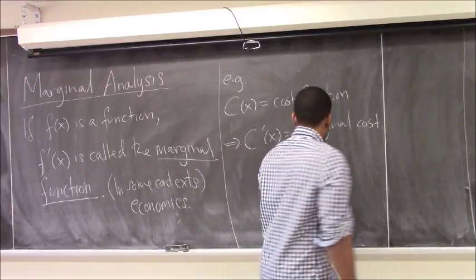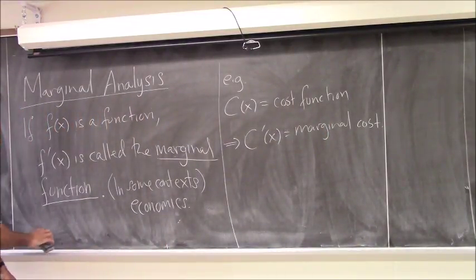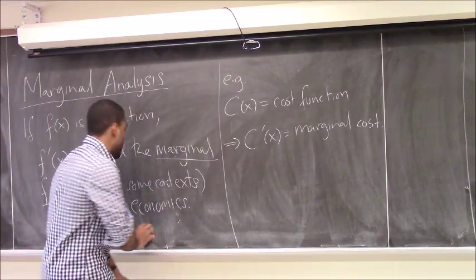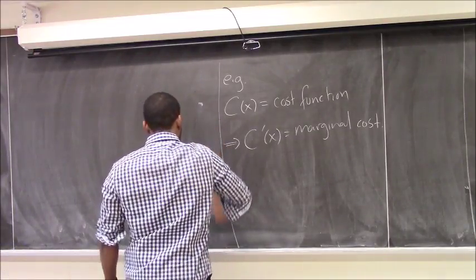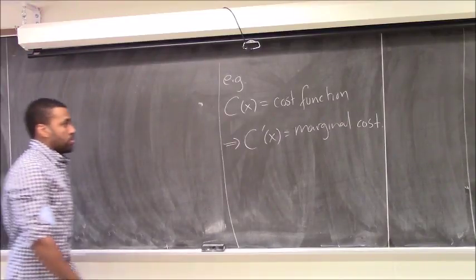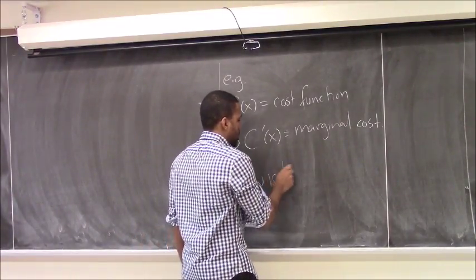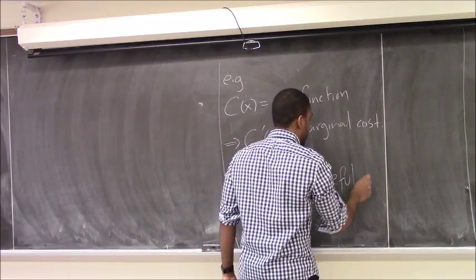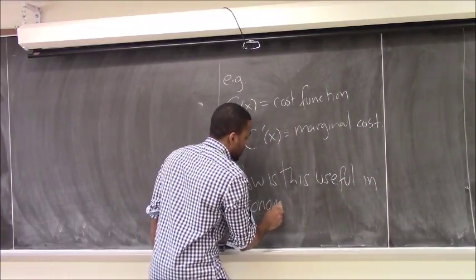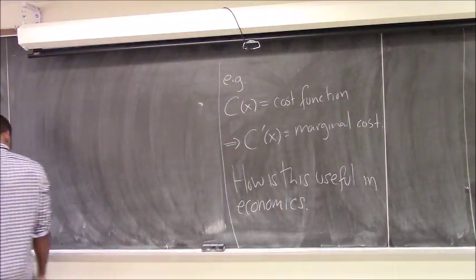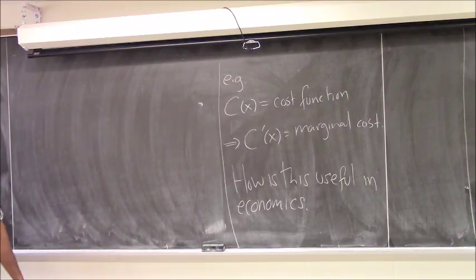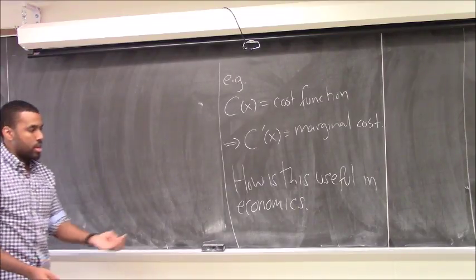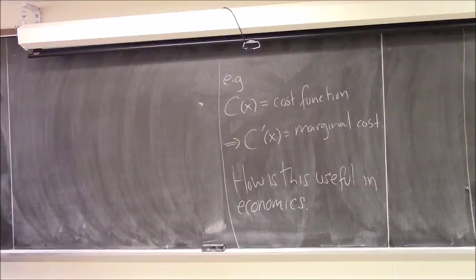So let me sort of introduce that idea. Why is this useful? How is the derivative useful in this context? And we go back to the definition of the derivative. The question is, how is this useful in economics? It kind of tells you what's happening at the margins, so you kind of know if you want to keep ramping up production or whatever you're doing, or you want to kind of halt. So the marginal function, the derivative function, can be a predictor of what's to come in the following sense.